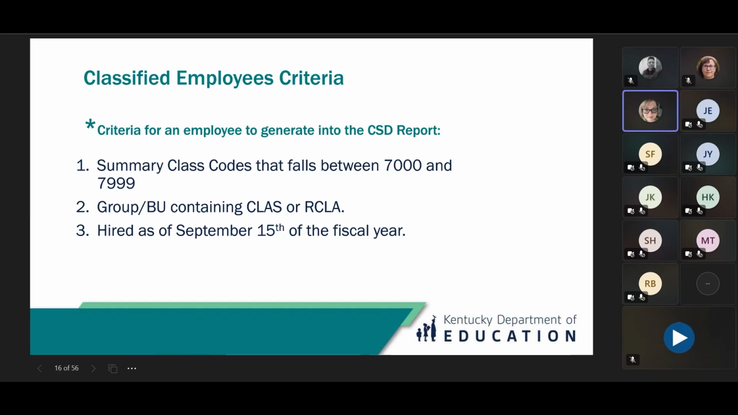So, the criteria for an employee to generate into the CSD report. This doesn't mean that you can't add someone or take someone away, but when you're actually generating this report, what it's going to pull are people with summary class codes that fall between 7,000 and 7,999, that have a group BU that contains CLAS or RCLA, and that are hired as of September 15th of the fiscal year.